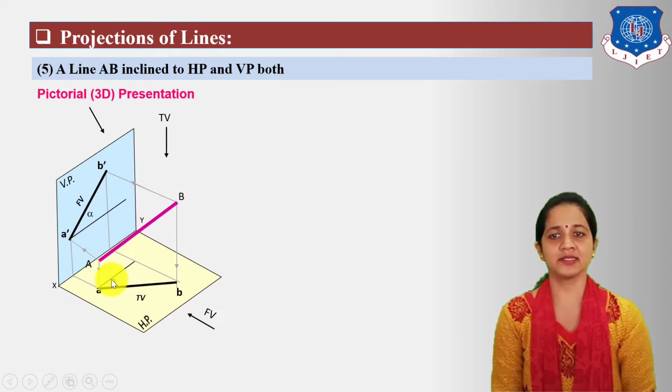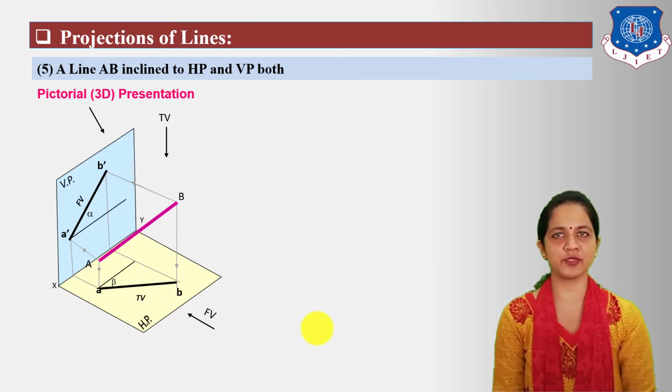So here this beta angle indicates the apparent angle of the top view of line AB.